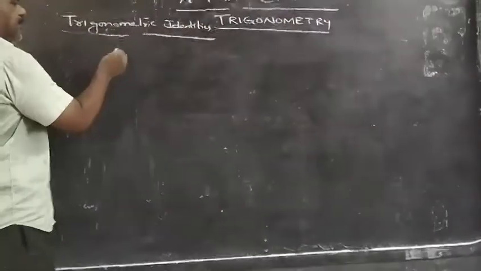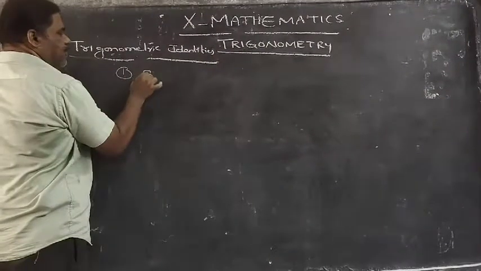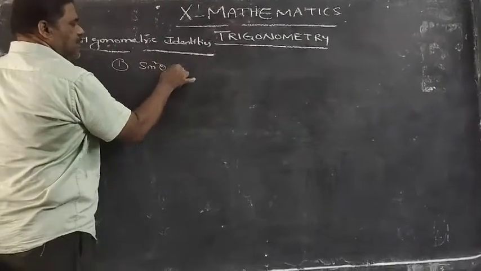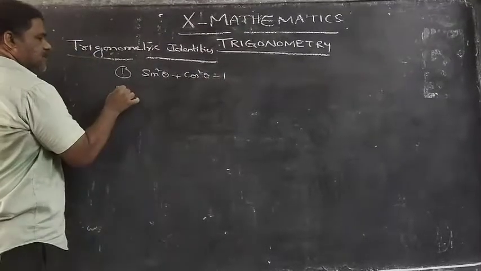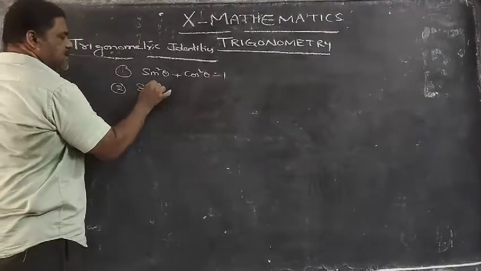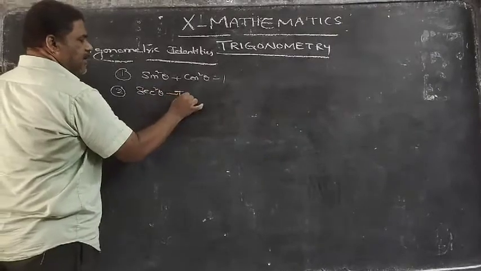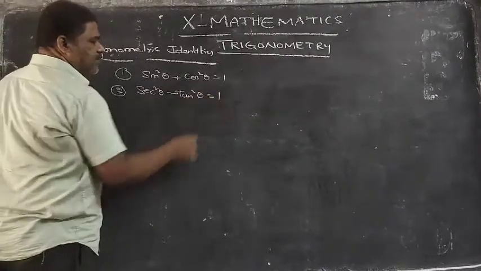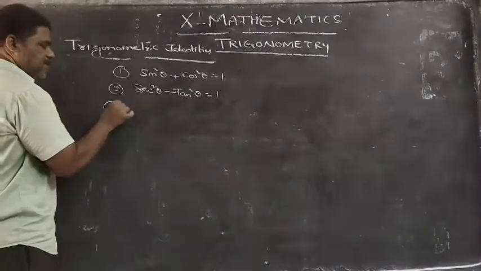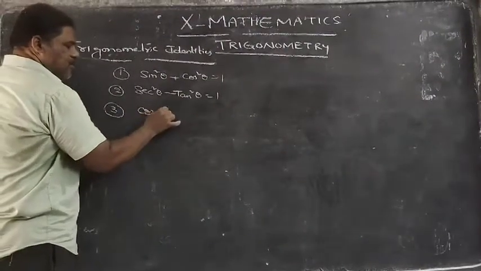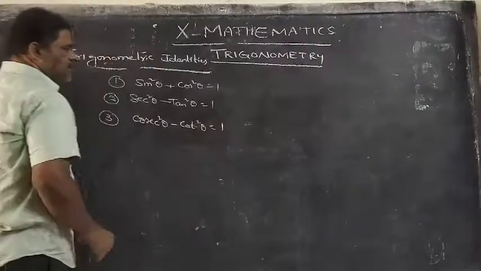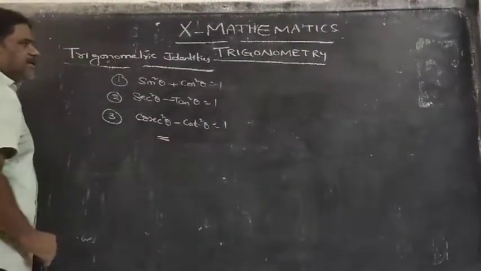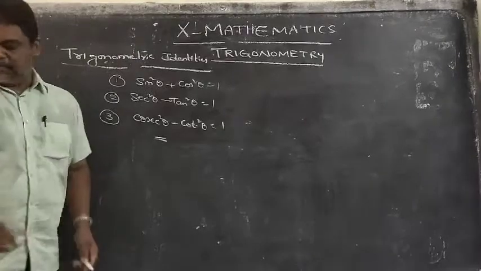So there are three trigonometric identities. First one is sin square theta plus cos square theta is 1. Second one is secant square theta minus tan square theta is 1. Third one is cosecant square theta minus cot square theta is 1. So these three are called trigonometric identities.